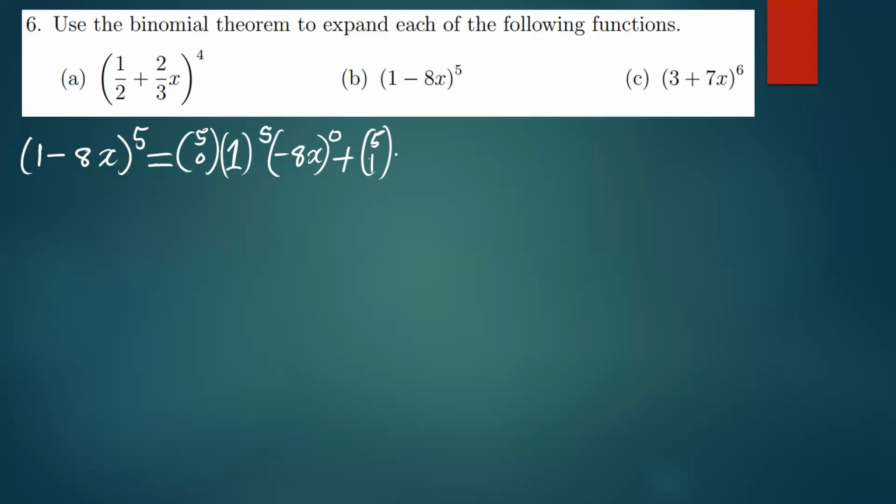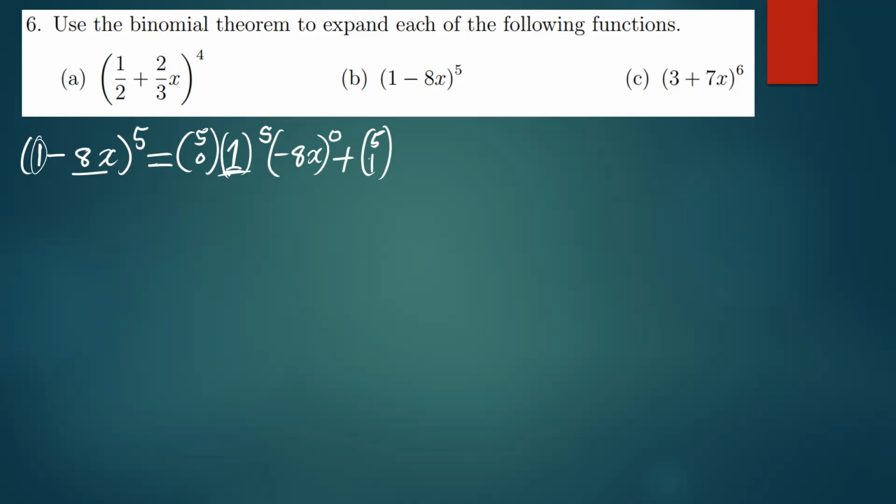Then we have 1. If you have 1 as the value of a, because 1 to the power 5 will give you 1, 1 to the power 4 will give you 1, 1 to the power 3 will give you 1, it will still be 1. So you can even be leaving it out. You can just be getting this part and the part for the combination.